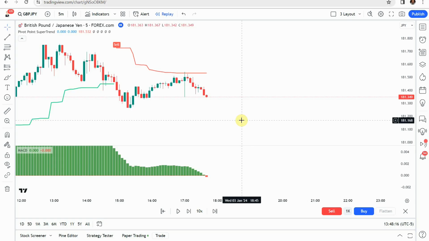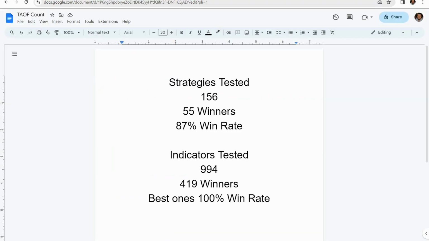Alright, as I said, today we will be testing a 5-minute scalping strategy. Before we do though, I wanted to put the testing scoreboard up for everyone to see. So to date, we have tested a total of 156 different strategies, with 55 of them being winners. The best one so far was able to achieve an 87% win rate. That was achieved using the Academy of Forex indicator. We've also tested a total of 994 indicators, with 419 of them being winners.